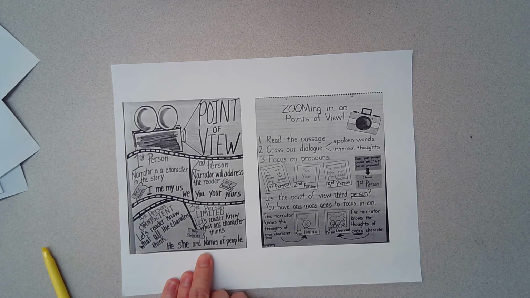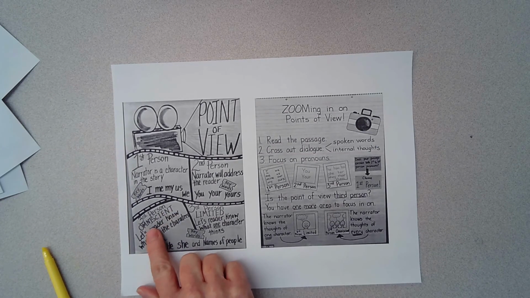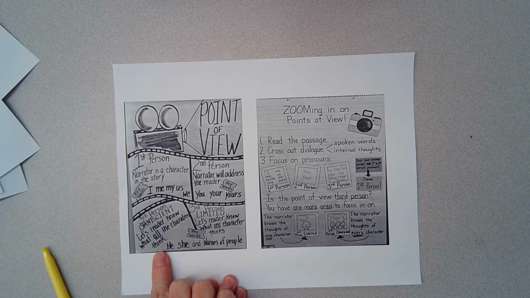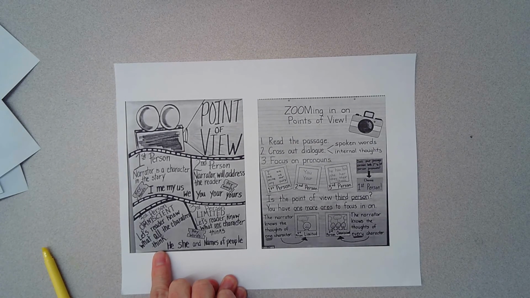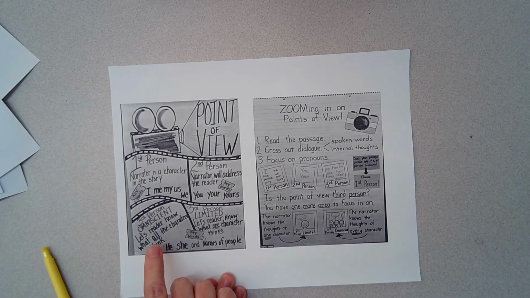So third person, the narrator is not part of the story. They are outside looking in, and they are giving others' thoughts or feelings. If it's third person omniscient, they are all knowing. They know the thoughts of every single character. So it's kind of like the Wizard of Oz. If you've ever seen that, the wizard in the Wizard of Oz is all knowing, right? That's what they say. So third person omniscient, the narrator knows all the characters' thoughts, okay?